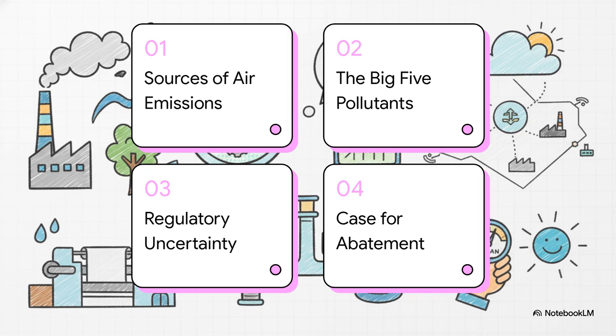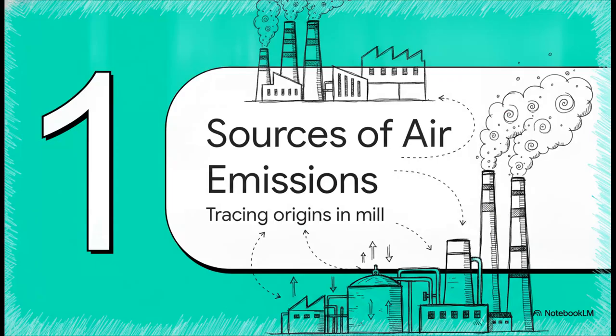Okay, let's dive right into this. We've got a structured journey ahead, guided by the SASB standards. First up, sources of air emissions. Then, the big five pollutants. Next, navigating regulatory uncertainty. And finally, the business case for abatement. Let's jump right into part one, sources of air emissions, and trace exactly where these originate in the mill.